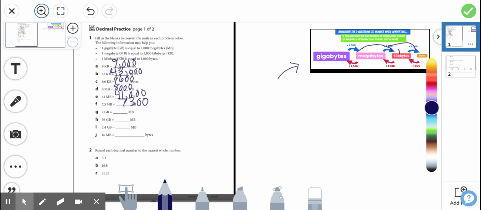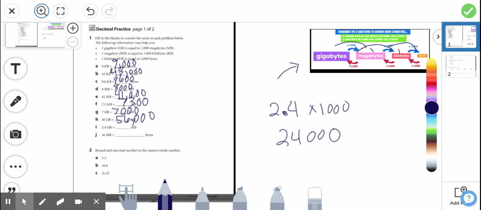We have gigabytes to megabytes. Gigabytes to megabytes is times by 1,000, so we have 7,000 for our answer. Next problem, we have 56 gigabytes to megabytes. We times by 1,000, which gives us 56,000. Letter I, we have 2.4 gigabytes to megabytes, times by 1,000, 24,000. How many numbers behind my decimal point? 1, so move it over 1. That gives us 2,400.